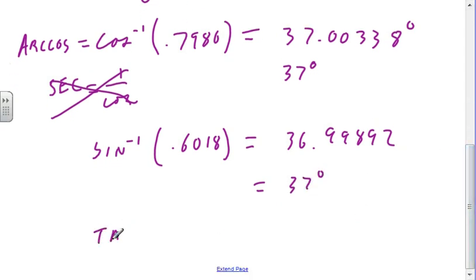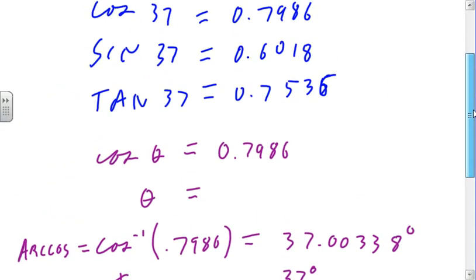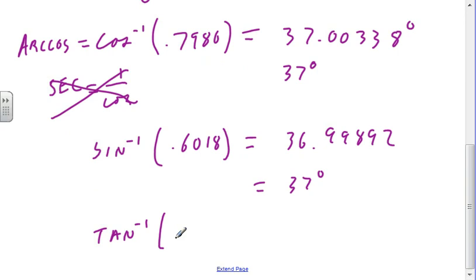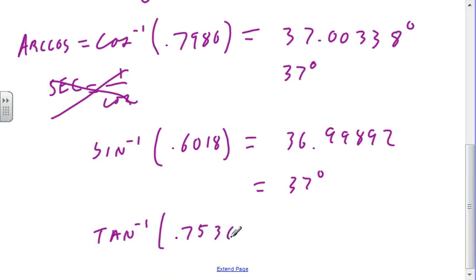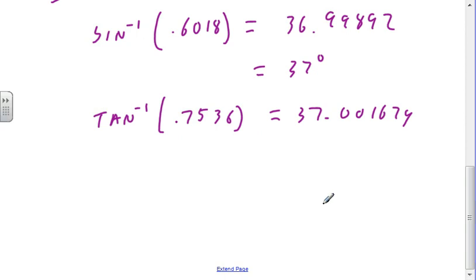And I can get the arctangent. I want the arctangent of 0.7536. So I hit the tangent button twice, get the arctangent, 0.7536, enter. And I get 37.001679, and I'd round that off to 37 degrees, and everybody would be happy.